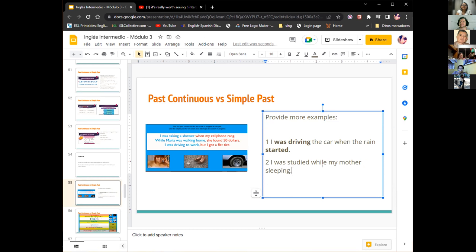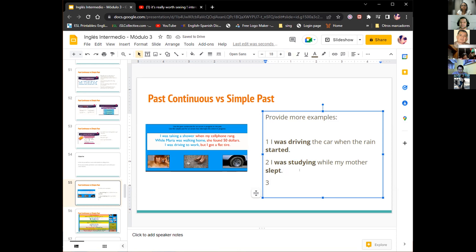Okay. So I was studying. Very good. I was studying while my mother slept. Perfect. I was studying, this is the past continuous, right? And this is the simple past. You see, you are getting the idea. Estaba procesando, but now it's correct. I was studying while my mother slept. Mientras mi madre durmió. It's okay. It's grammatically correct.